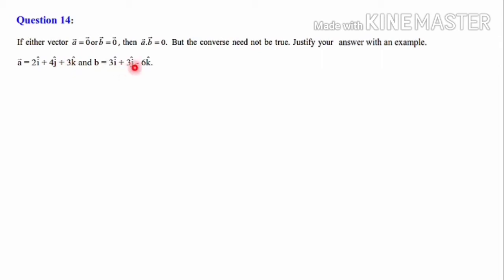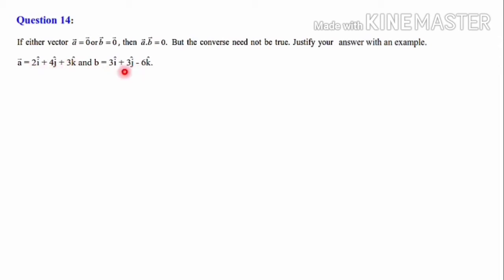We have to stop here, then we have to check: 2 into 3 is 6, again 4 into 3 is 12, 6 plus 12 is 18. So we want the dot product to be 0, in the sense the next term should be minus 18, because 18 minus 18 is 0. To get minus 18, since 3 is already there, we need 6 here, minus 6 as the component, so minus 6k. When you multiply 6 and 3, that is 18, and with the minus sign, minus 18 will come, so the dot product will be 0.